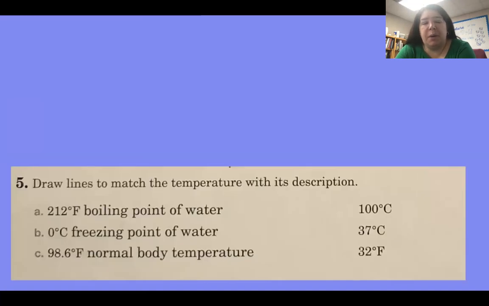We have on our next page, number 5, it says draw lines to match the temperatures with their descriptions. Hopefully you remember this. What is 212 boiling point of water in Celsius? Good, it is 100. Very good. And letter B says 0 Celsius freezing point of water. What's the freezing point of water, boys and girls? Good, 32 degrees Fahrenheit. Excellent. And if your normal body temperature is 98.6 degrees Fahrenheit, what is it in Celsius? 37 degrees Celsius. Very nice.